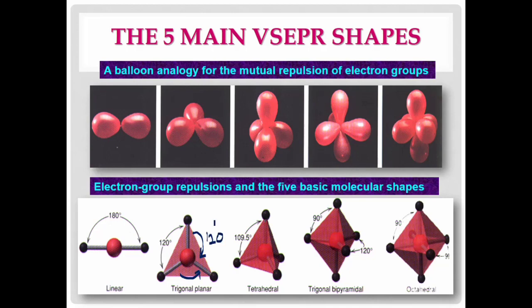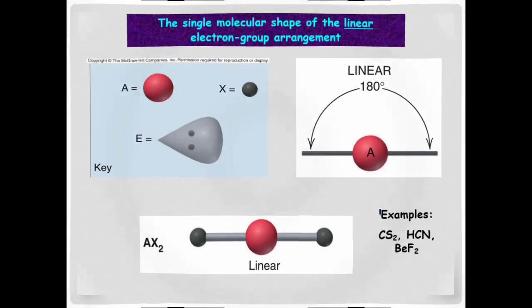For example, for trigonal planar, all the angles from terminal to center to terminal are 120 degrees. For tetrahedral, all the angles are 109.5 degrees. And trigonal bipyramidal, as we can see, is a combination of trigonal planar and linear, and the angles are 120 and 90. For the octahedral, all the angles are 90 degrees.